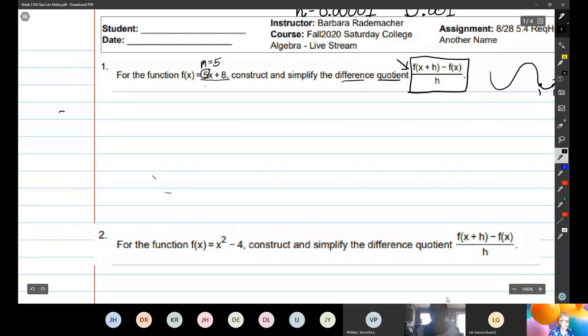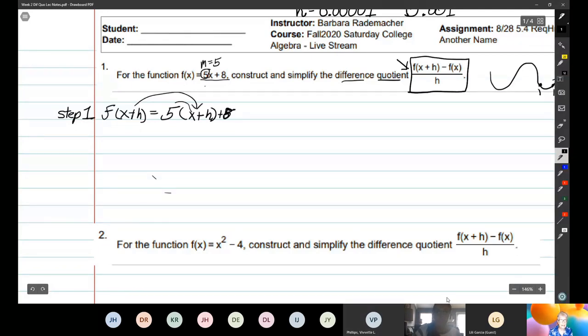Step one. You know what f of x is, it was just given to you. F of x is 5x plus 8. But you need to find out what f of x plus h is. And this is a really good way to find out how functions work. Anything I put in the parentheses, I'm going to have to put in where the x was. So I'm going to have to put x plus h in here, because f of x plus h says put that where the x was.